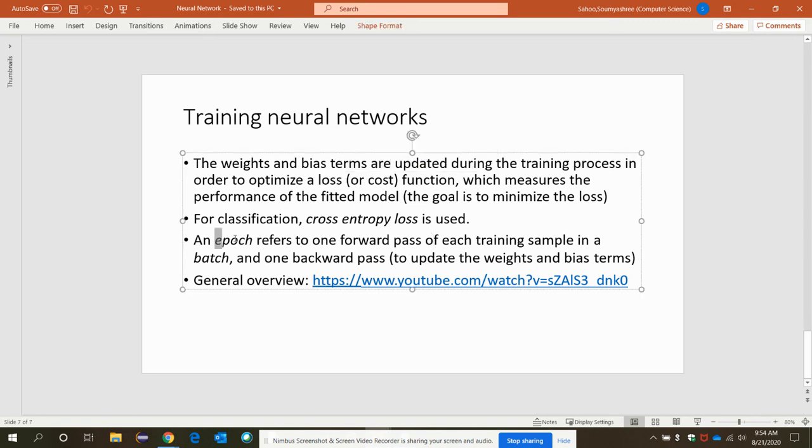Then there is another term called epoch. An epoch is a measure of the number of times all the training vectors are used once to update the weights. For batch training, all of the training samples pass through the learning algorithm simultaneously in one epoch before the weights are updated. If you want more idea about this, please go through this YouTube link. It gives a good general overview about neural networks and how to train them.